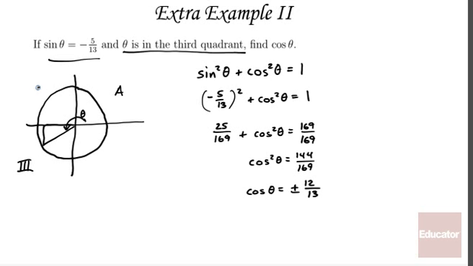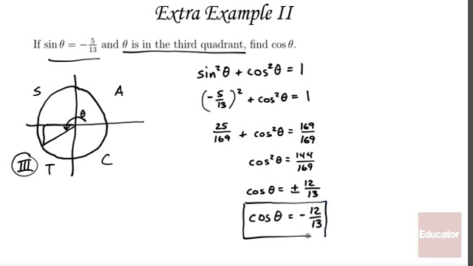Remember, all students take calculus. Down there in the third quadrant, tangents are positive, but nothing else is positive. That means the cosine is not positive, it's negative. So the cosine of theta is equal to negative 12 over 13. It must be the negative value, because it's down in the third quadrant, that's where the x-coordinate is negative. X-coordinates are negative down in the third quadrant.